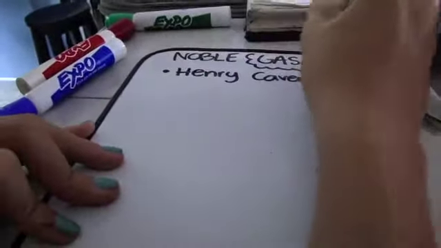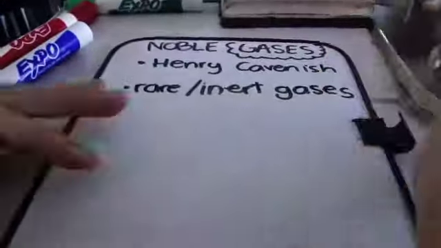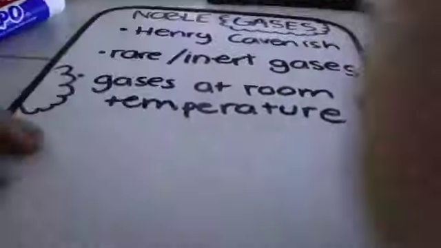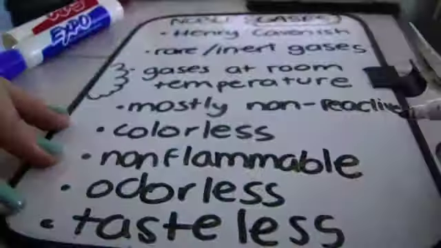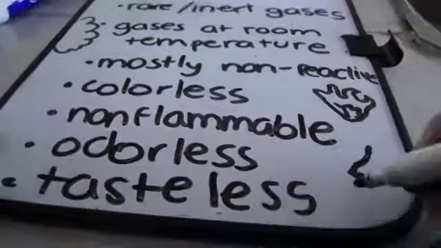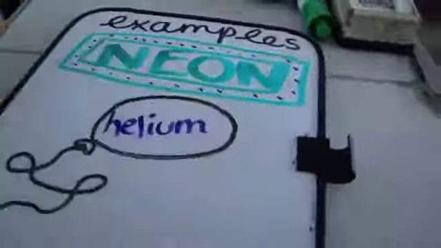These were discovered by Henry Cavendish by chemically removing all the oxygen and nitrogen from a receptacle containing air. They're also known as rare or inert gases. All are gases at room temperature. They're mostly non-reactive, not likely to lose or gain electrons. They're colorless, non-flammable, and odorless. Some examples are neon, which is used in science because it glows when electricity passes through it. Helium is another example, which is less dense than air, used to make balloons float. And argon, which is inside the lava pools.